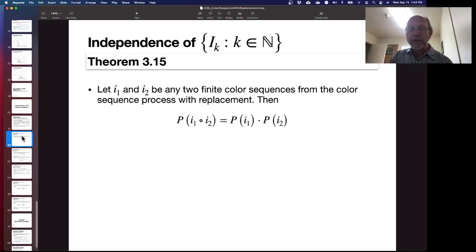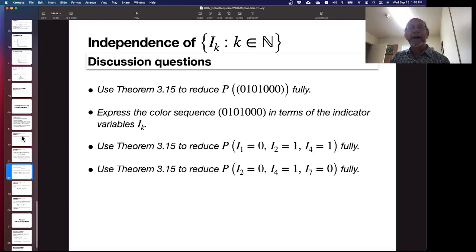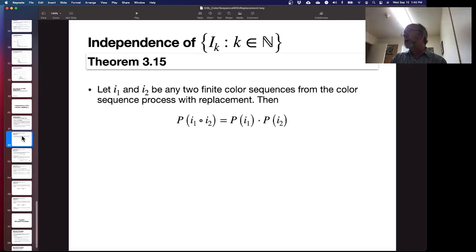In some of the discussion questions that come up, I ask you to verify that. For instance, if you look at that first discussion question, and forget about Theorem 3.15 for a moment, and just look at the probability of the sequence 0, 1, 0, 1, 0, 0, 0, and compare that to the probability of 0, 1, 0, 1 and the probability of 0, 0, 0, you'll see that the theorem is true, or at least in that case it's true, right? The probability of the concatenation is the product of the probabilities.